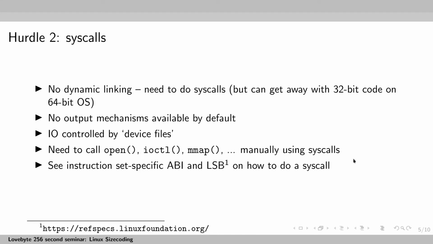How are you going to do these syscalls? Because you have to do them, because you don't have libc. And when a process starts up, you only have a giant block of memory and nothing else. So you'll have to open certain device files and then call ioctl and mmap. Which instructions to use and what registers should contain which arguments, that's defined in the API and LSB documentation. And there's a link here.